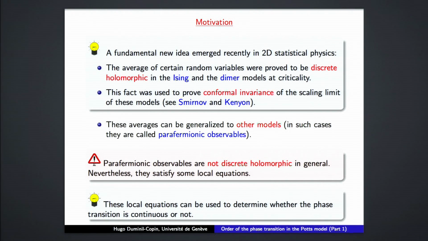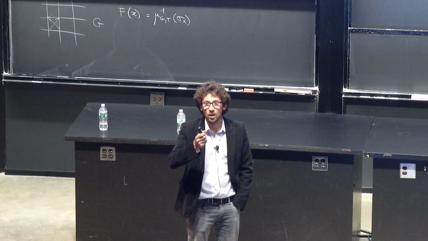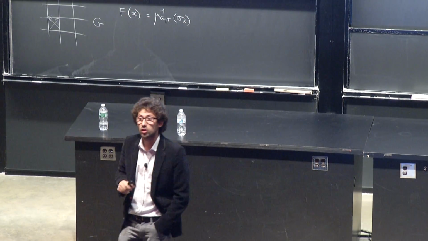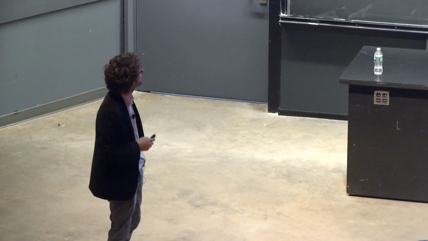But in order to do that, I need to tell you what a parafermionic observable is. And in particular, the parafermionic observable is not defined directly in terms of these colors. It's defined in terms of a slightly different model, which is obtained from this random coloring of the plane. And let me tell you a little bit how you get this new model.